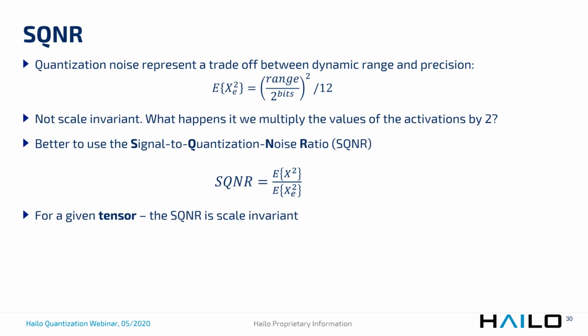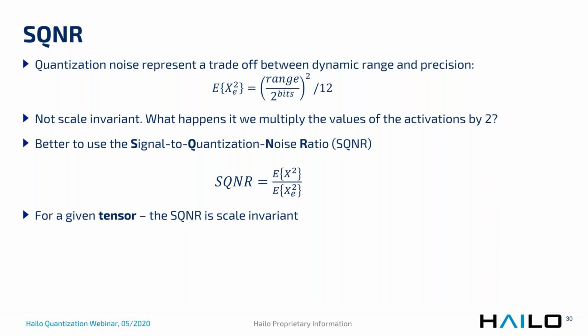The first thing we have to do is introduce this property called SQNR. But first, we're going to talk about quantization noise. Quantization noise, which is the noise injected into the layer due to the process of quantization, represents a trade-off between dynamic range and precision.